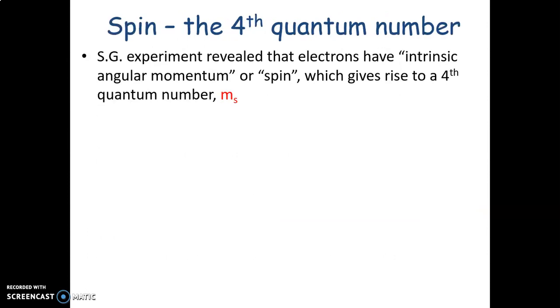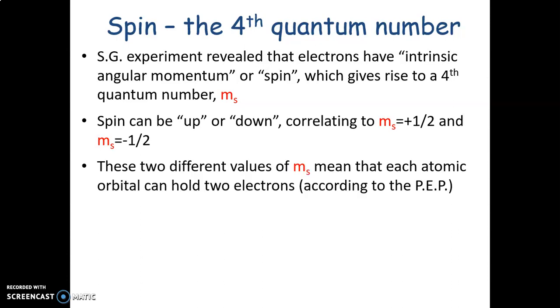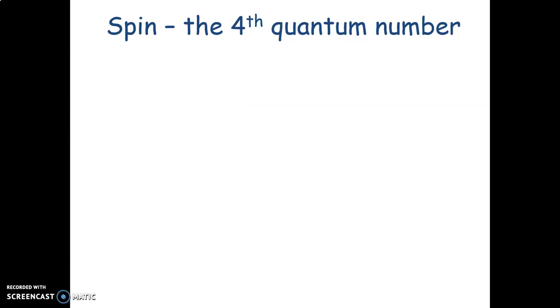There's a 4th quantum number, m sub s, which indexes the spin. Spin is just a word that we use to convey that electrons have intrinsic angular momentum. There's a property of them that essentially can take 2 values, which we call up and down, or plus 1/2 and minus 1/2 when we're using numbers. Basically, the 2 different values of m sub s means that each atomic orbital can hold 2 electrons, 1 up and 1 down, like we're already used to showing in the electron orbital diagrams that you've been using.